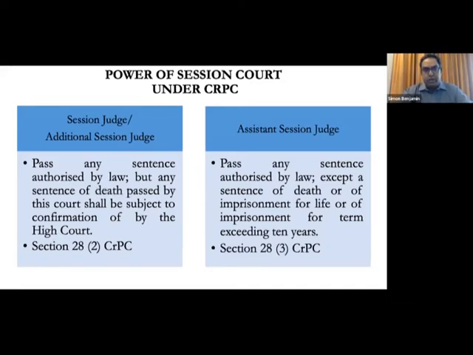We'll first start with the powers of the sessions court. Now in sessions court, we have these different categories: the session judge, additional session judge, and assistant session judge. The session judge and the additional session judge have practically the same kind of power, where they can impose any punishment except a death sentence. Why? Because actually even a death sentence can be passed, but it has to be confirmed by the High Court.